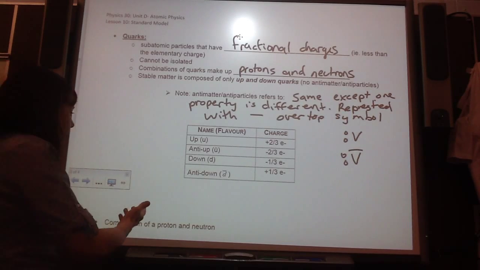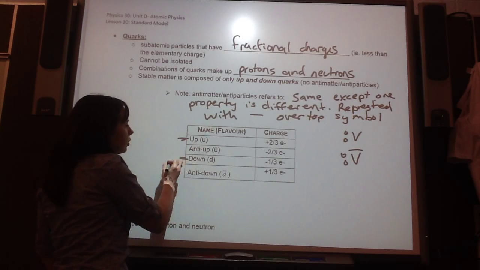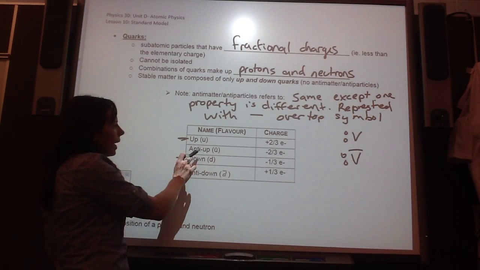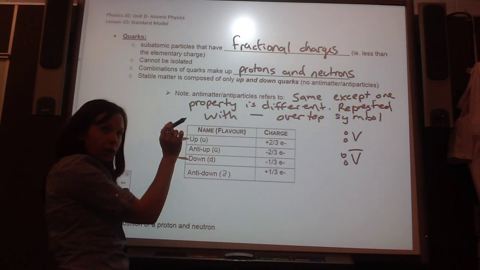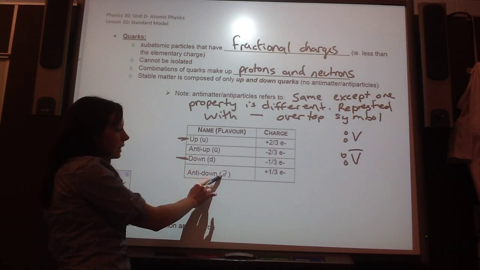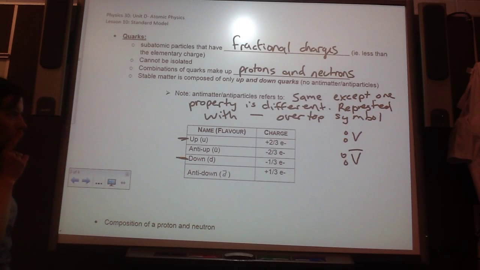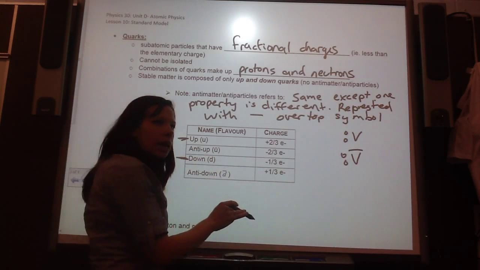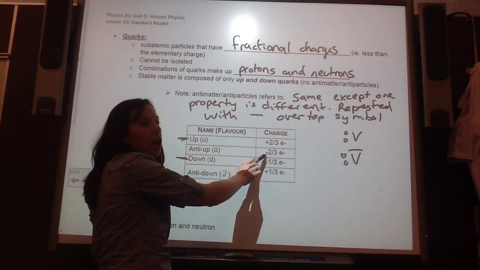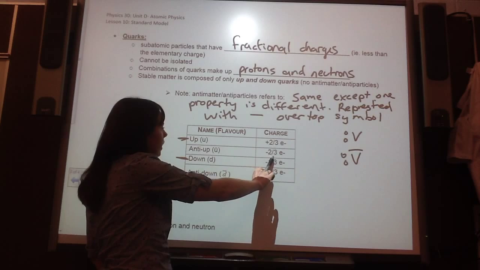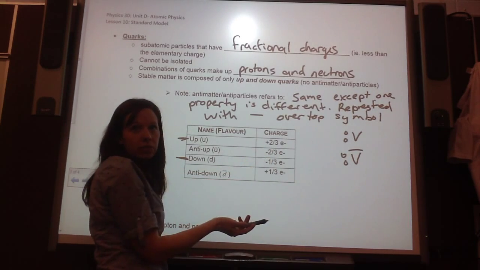For example, you need to know about your up quark and your down quark. An anti-up quark is just the U with the line over top of it, and the anti-down quark is the D with the line over top of it. Everything is the same about them except the sign of the charge. The charge has the same magnitude, but one is positive and one is negative. Okay?